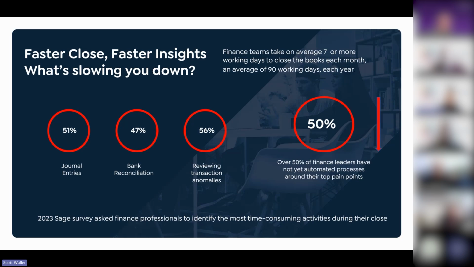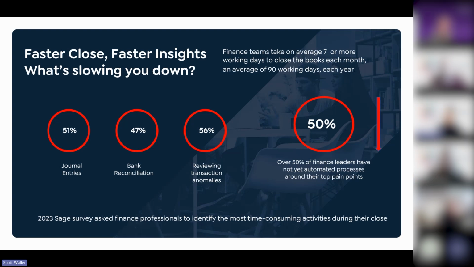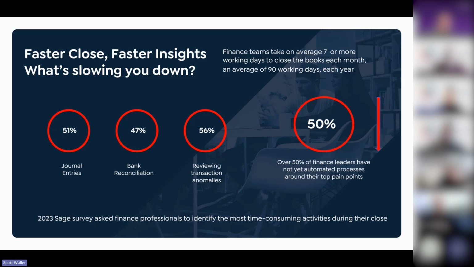So 51% of the time is spent doing journal entries at month-end, 47% of that time spent doing bank reconciliations, and then 56% of that time's reviewing transaction anomalies. And then more staggering than that, over 50% of finance leaders hadn't adopted any processes around automating those as well. So we're still quite happily, merrily away, spending that time doing stuff at month end. And then we can't produce month end figures until week 1, week 2, week 3, following the month end close.